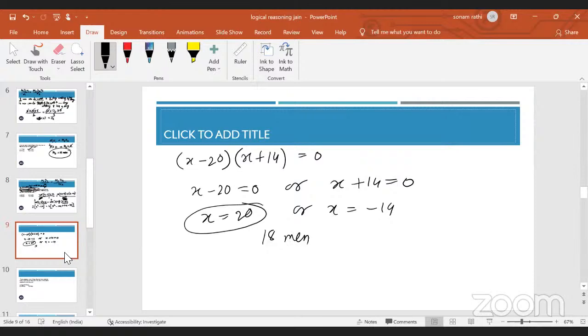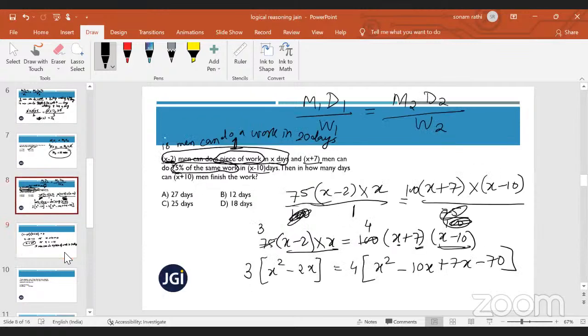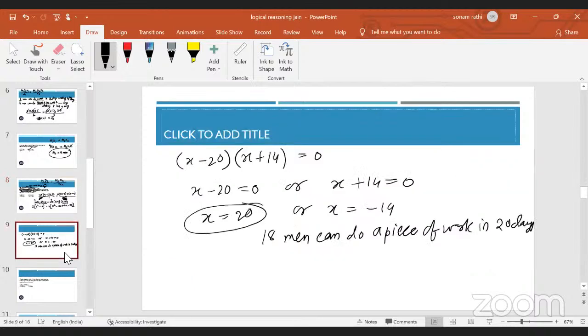18 men can do a piece of work in 20 days. What is the question asking you? The question is asking you, then how many days can X plus 10 men finish? X plus 10 means how much? X is 20, 20 plus 10, 30 men can do the same work in how many days? That's it.